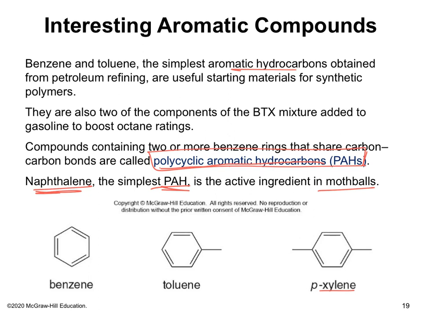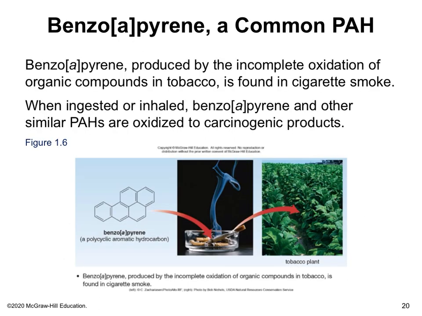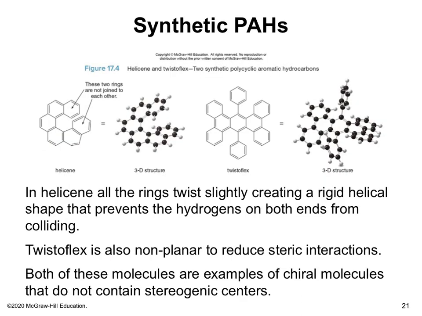These are all flat and planar. They're very carcinogenic. Carcinogenic means they cause cancer, and so they intercalate the DNA, and so they cause some DNA translational issues. This is an example of a polycyclic aromatic hydrocarbon in cigarettes and the tobacco plant.